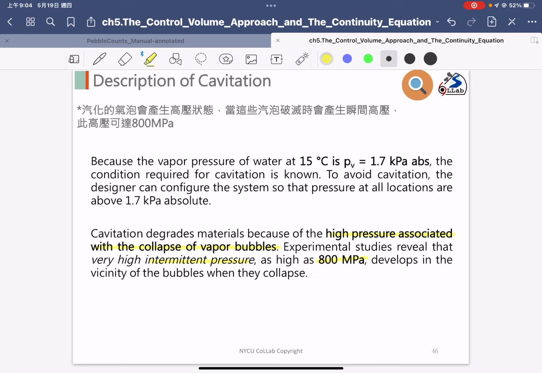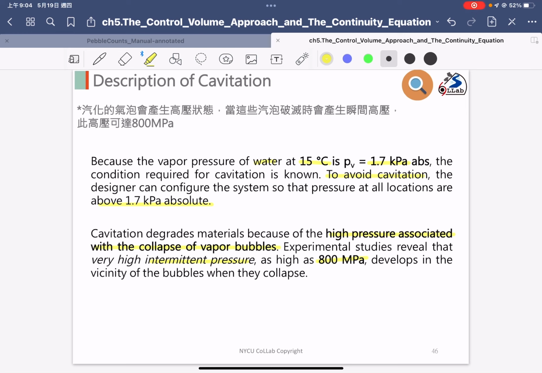And the slide shows that for water, the vapor pressure at 15 degrees is 1.7 kilopascals absolute. So usually to avoid cavitation, the designer can configure the system so that the pressure at all locations is above this vapor pressure value.